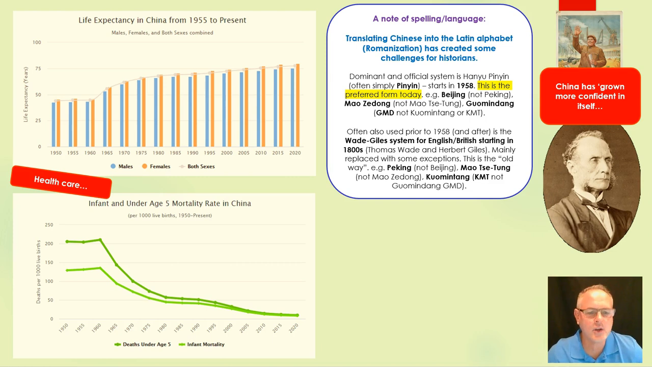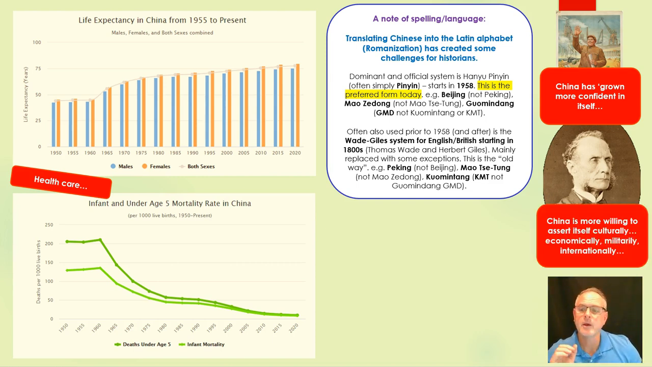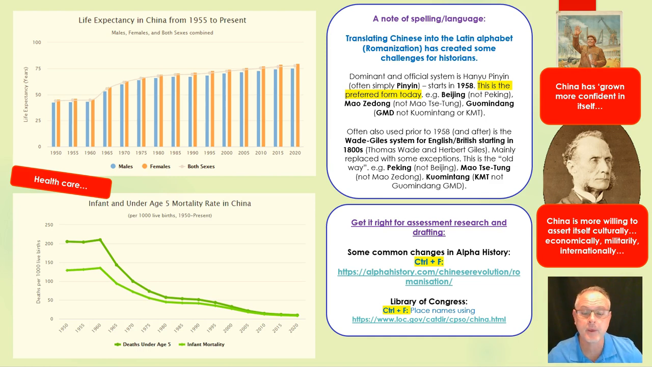They created a form of spelling that involved using words like Peking, Mao Tse-tung, Kuomintang with a K. These are words that we're going to have to be familiar with. They were replaced with the pinyin system, in which we say Beijing, Mao Zedong, Kuomintang with a G, okay, as of 1958. China is really willing in the modern world to assert itself culturally, economically, militarily, and internationally.